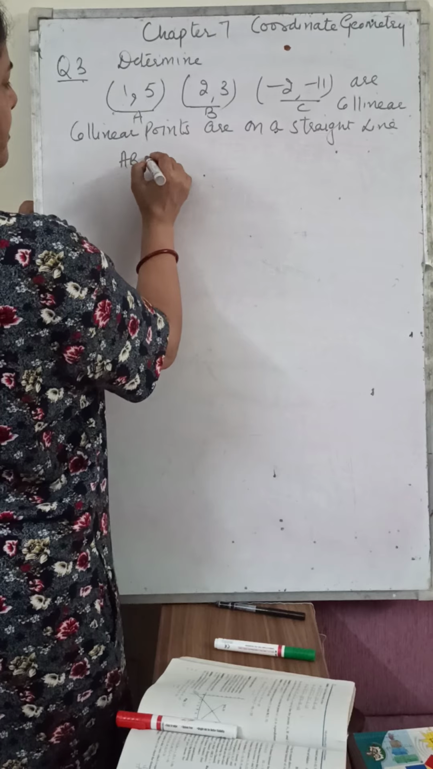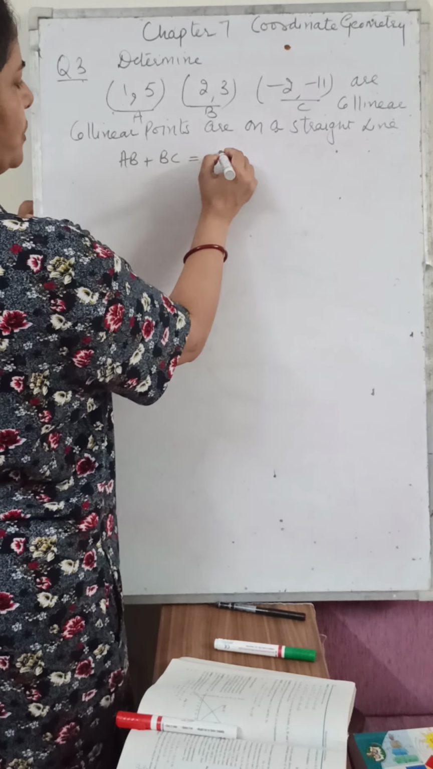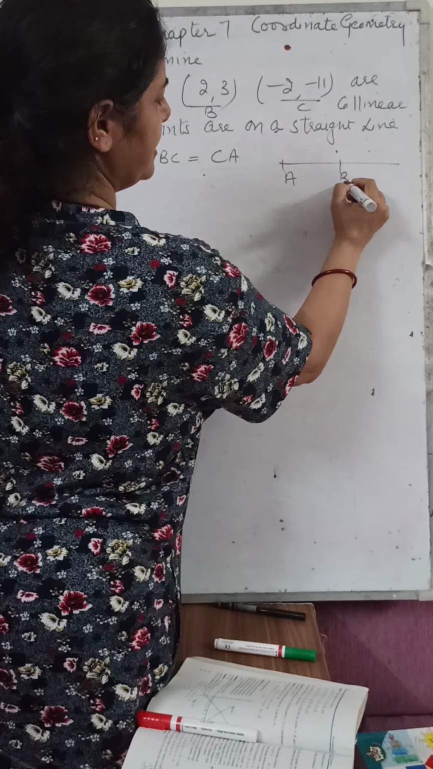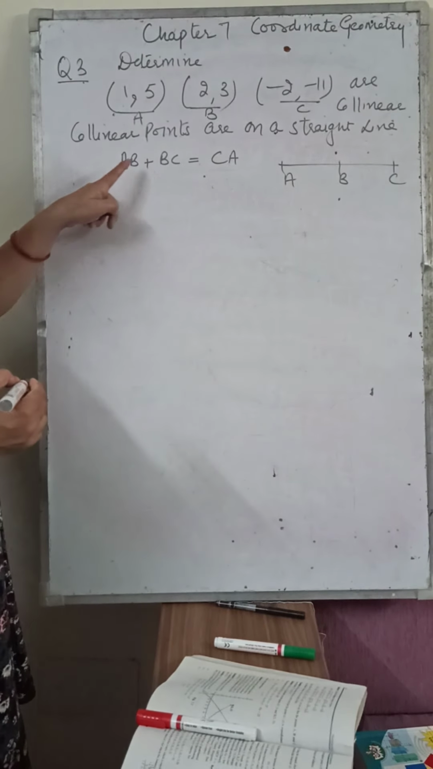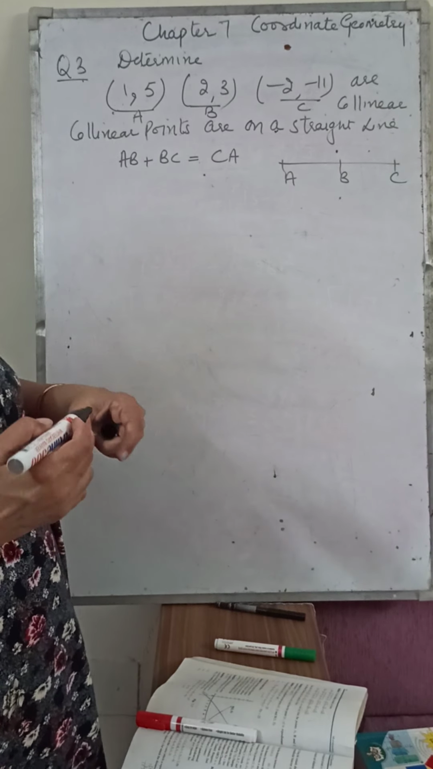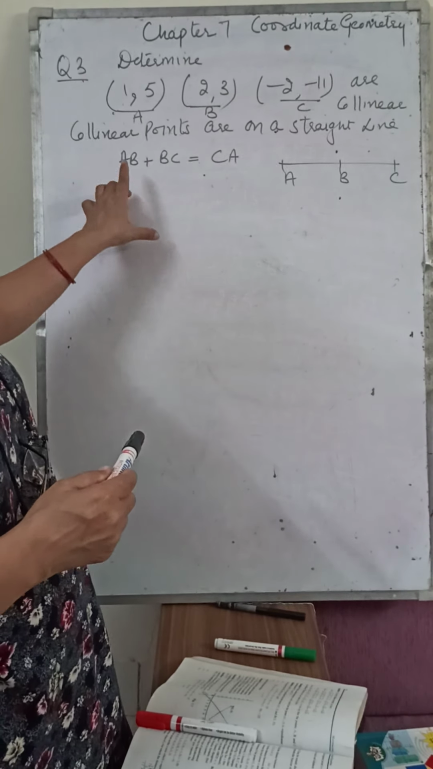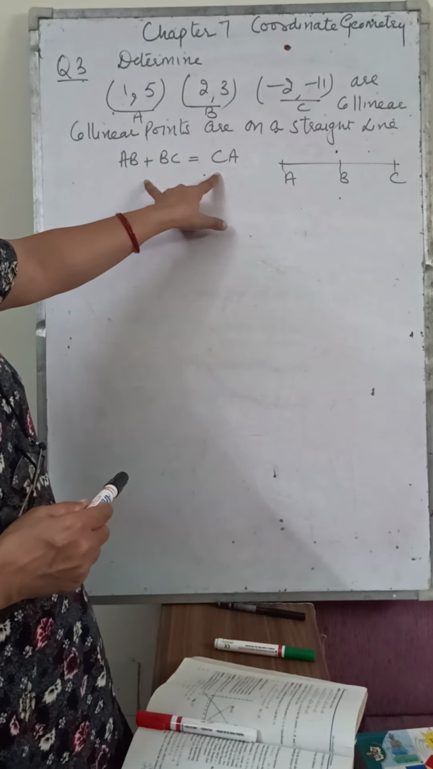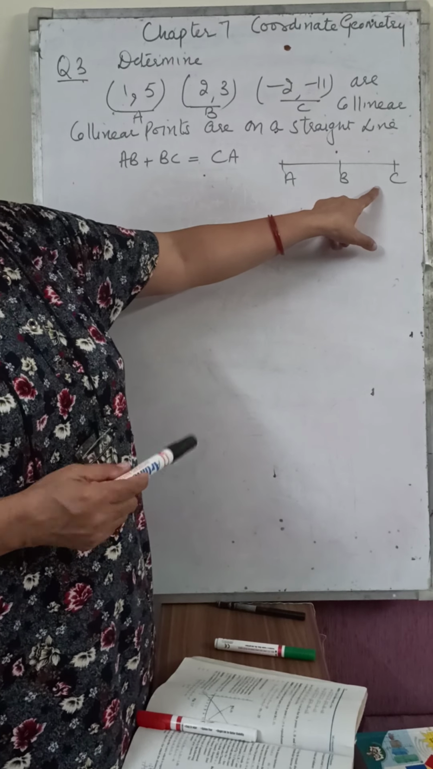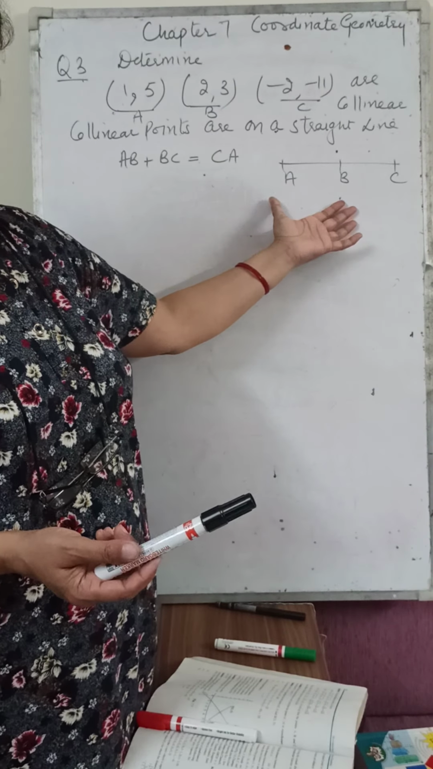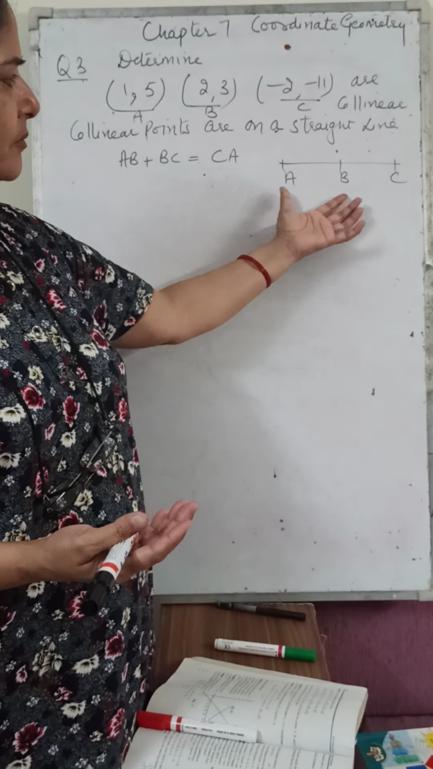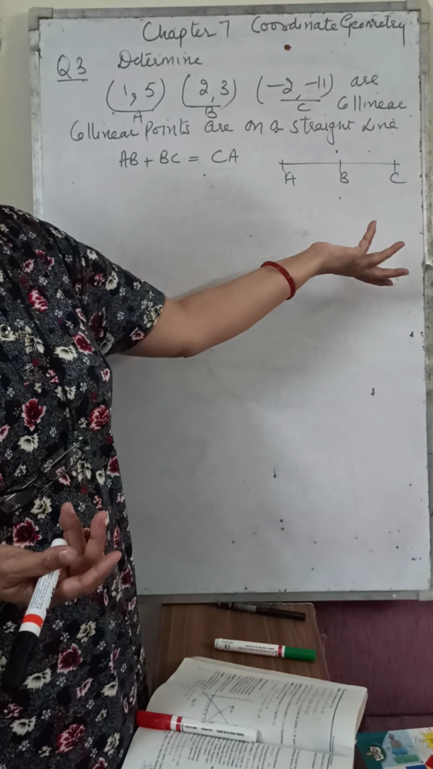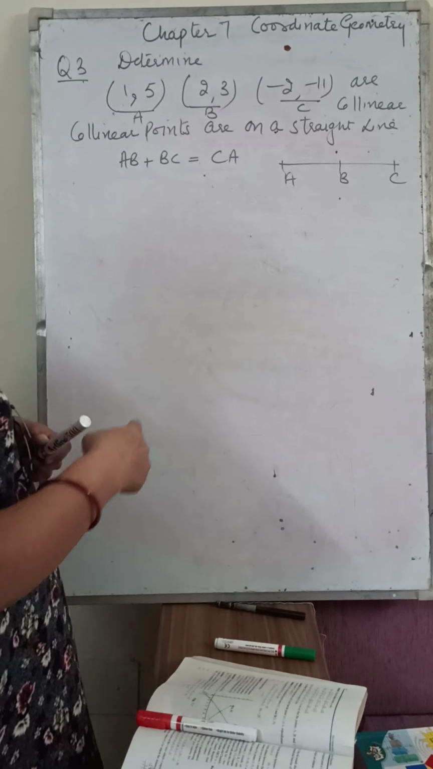AB plus BC should come equal to CA. Because if AB plus BC is less than CA or greater than CA, in that case they can't be collinear. But this is a very logical simple thing. If this plus this is equal to this, only then the points all are lying on the same line. Clear? So let's find AB.